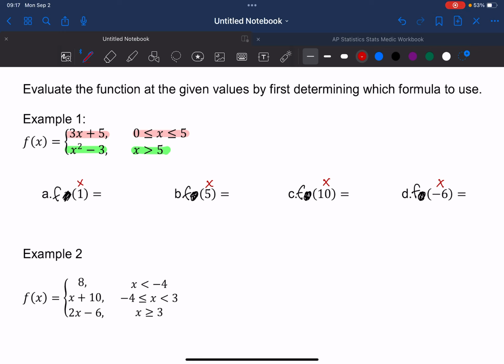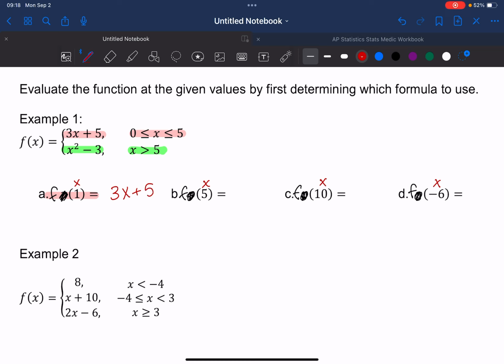So for this problem, I'm going to refer to the pink domain and the green domain. Okay, so you can see the difference. So for this one, we have f of 1. So I need to see where 1 falls on either the pink or the green. So for pink, it's all the values that are between 0 and 5. 1 is between 0 and 5. So that means we are going to evaluate f of 1 using that pink expression. Okay, so in this case, it's 3x plus 5. But instead of x, I'm going to put 1. So 3 times 1 plus 5. This gives me 8, which is the point 1, comma 8.